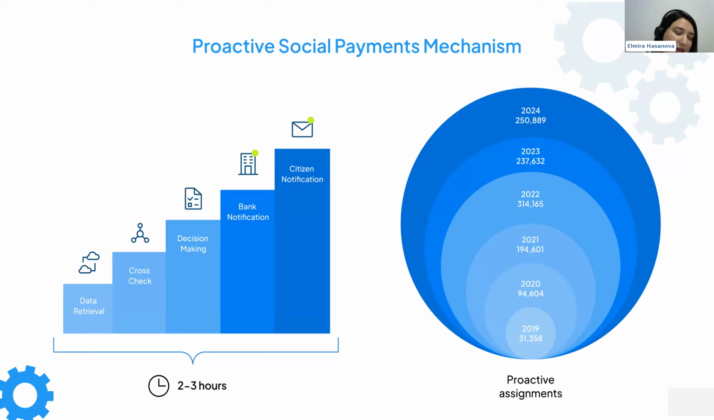The last two steps are informative in character. In the first, banks are informed about the amount of the social payments, and lastly, citizens receive an SMS with information on how and where they can get access to their bank account. As is visible from the slide, the whole process takes only a couple of hours. And on the other side of the slide, you can see the number of proactive assignments in different years.